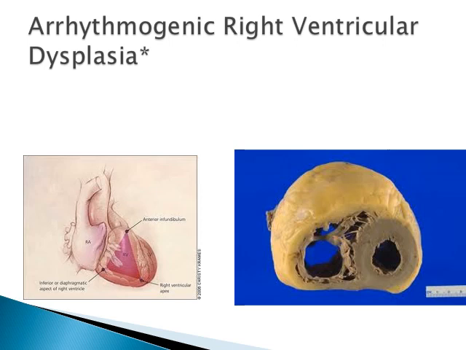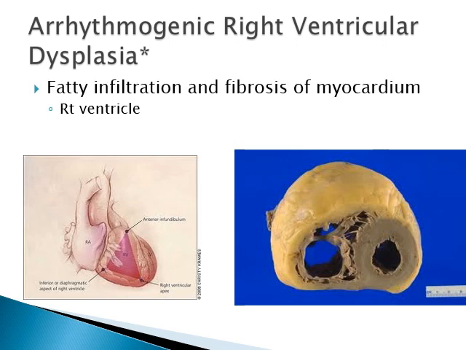Arrhythmogenic right ventricular dysplasia. So this is a fatty infiltration and fibrosis of the myocardium. So there's two different pictures here. One is just kind of a graphic picture. Over here, where you can kind of see the fatty infiltration. Here's an actual heart that has had that fatty infiltration, and in particular, you end up having more issues with the right ventricle.